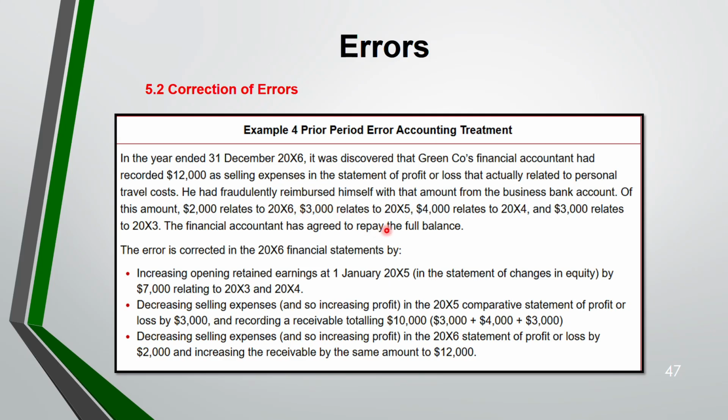So when you go to 2006, look at what you will do in 2005. You increase the opening retained balance at 1st Jan 2005 in the statement of changes in equity by this much relating to 2003 and 2004. Earliest year is 2003, no? And then 2004 also. Both will affect your 1st Jan 2005. So 2003 has 3,000, 2004 has 4,000. So 4 plus 3 is 7,000. So increase your retained earnings by 7,000 at 1st Jan 2005.